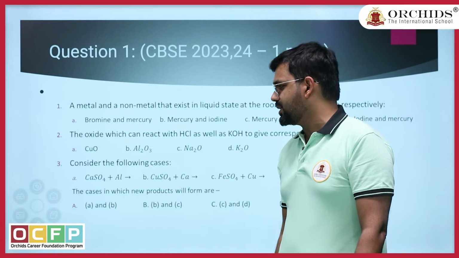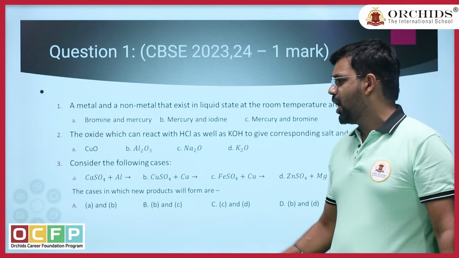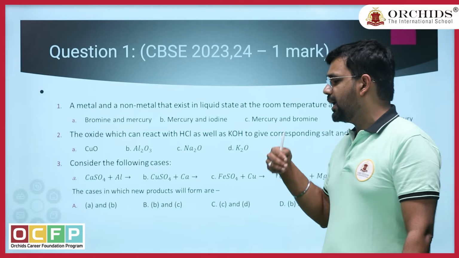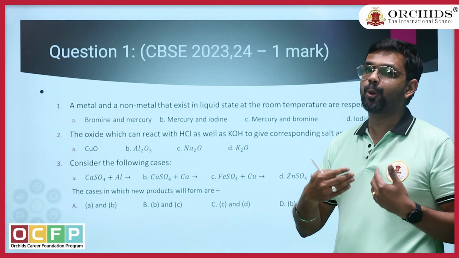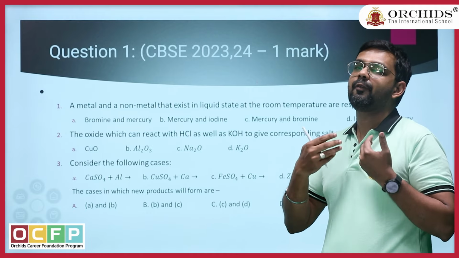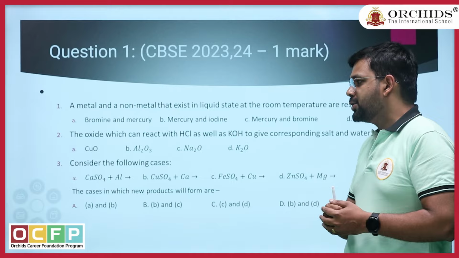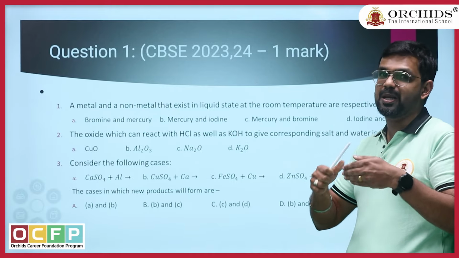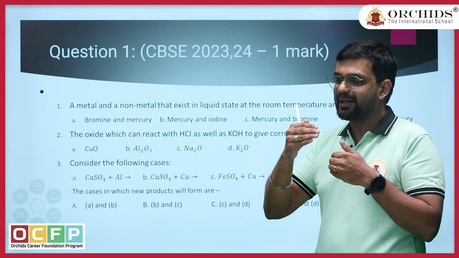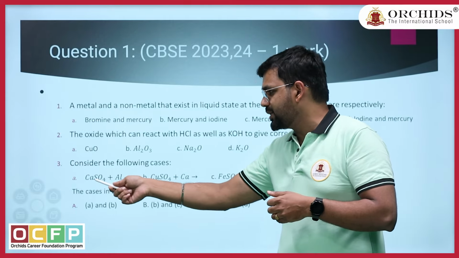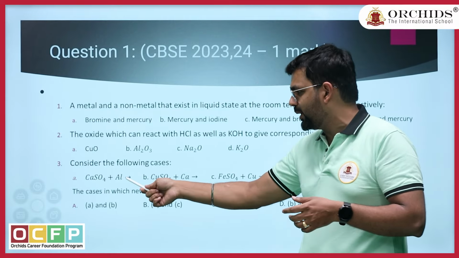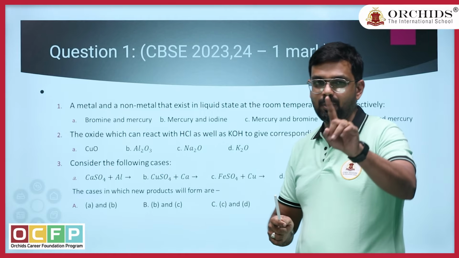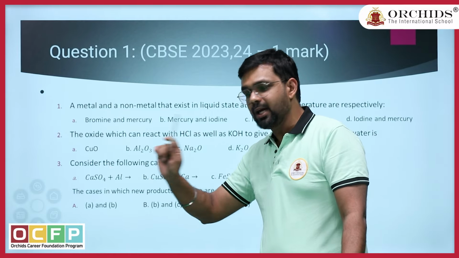Consider the following cases. There are four reactions which are given. Out of these four reactions, they are asking in which cases do you think a new product will form? That is basically the reaction where the chemical reaction can happen. So according to the reactivity series, we have to see which metal can displace which metal from which salt. So obviously if you see calcium and aluminium, do you think aluminium is more reactive compared to the calcium? No. So this option can be excluded.